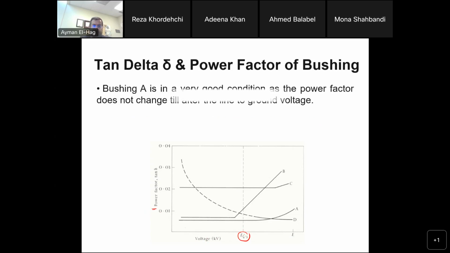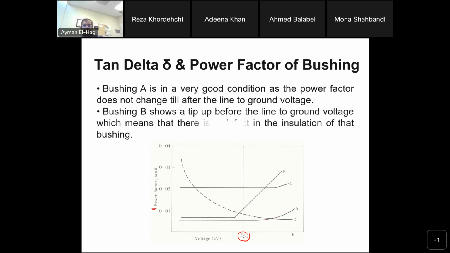Okay, so we'll start with bushing A. This means it's a very good one. You increase the voltage, you exceed the rated value, and nothing happens. Once you increase higher than the rated value, you see a little bit of increase in the power factor. That is healthy. That is normal because you increase the stress higher than the rated value. So that should be okay.